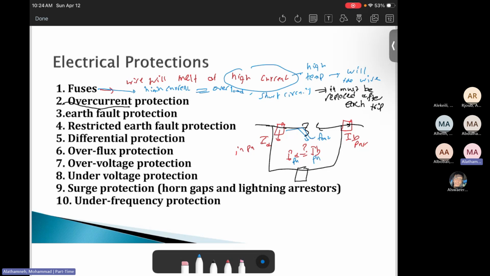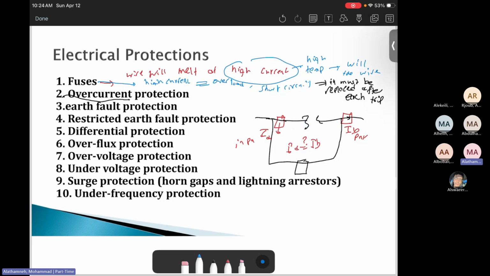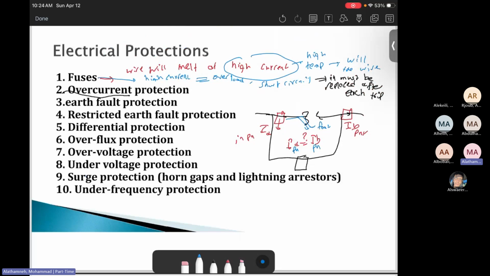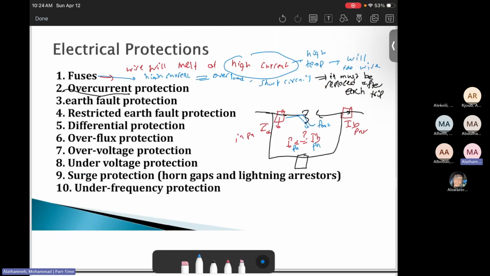Again, we will talk a little bit about this differential protection later in the protection section. There is also a separate course called protection systems, where you will hear in deep detail about differential protection and learn how it works. There are other protections too: overflux protection, over voltage protection, under voltage protection, surge protection for things like lightning strikes, and under frequency protection. All of those are types of protection to protect the transformer.